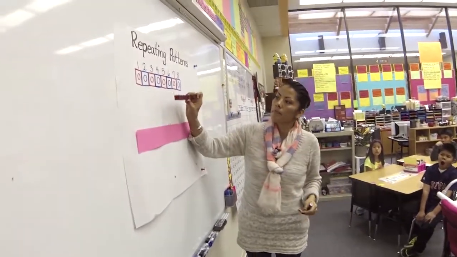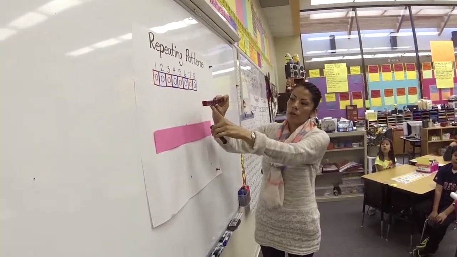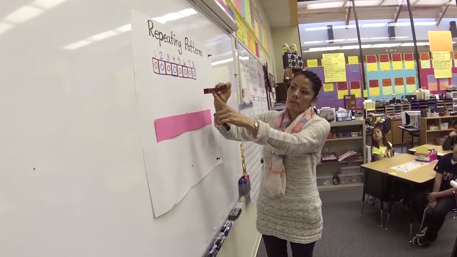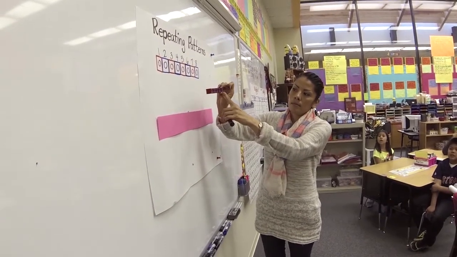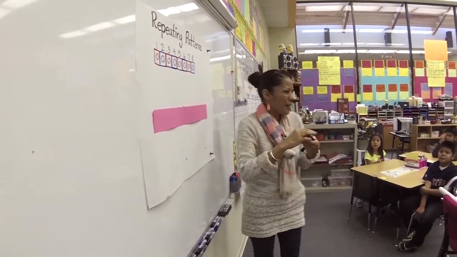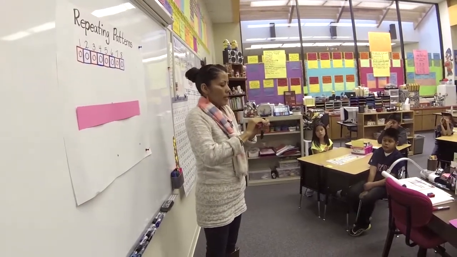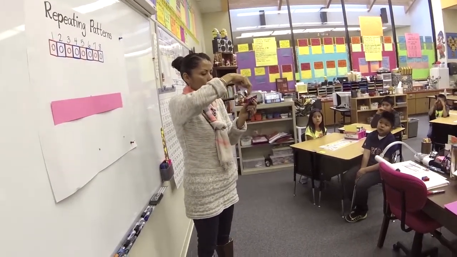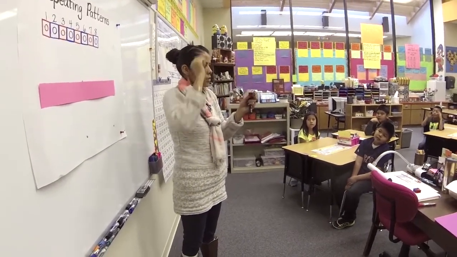Do they look the same? Let's make sure. 1, 2, 3, 4, 5, 6, 7, 8. What's another way we could count these more efficiently? By twos. Ready, go. 2, 4, 6, 8. Good job.